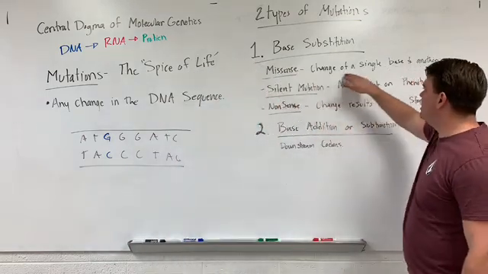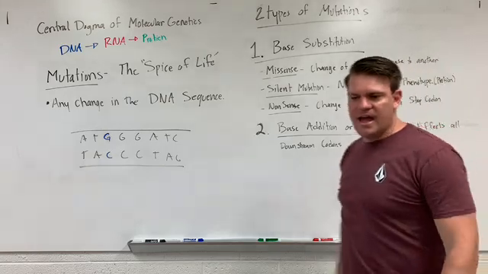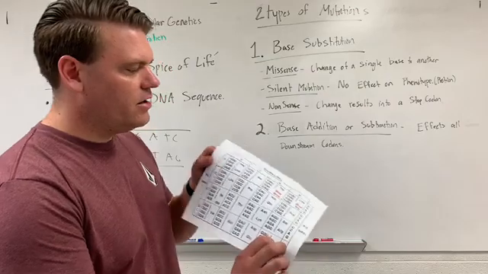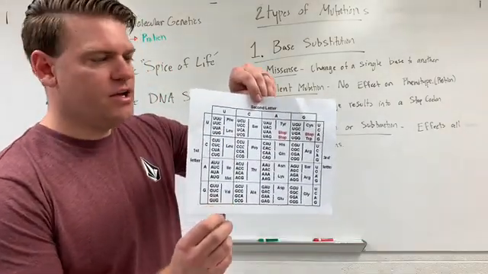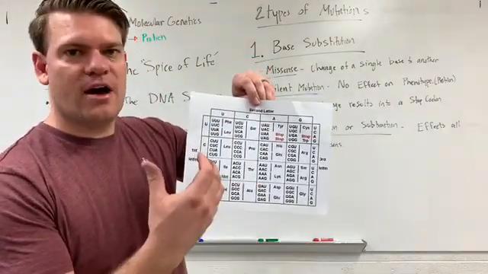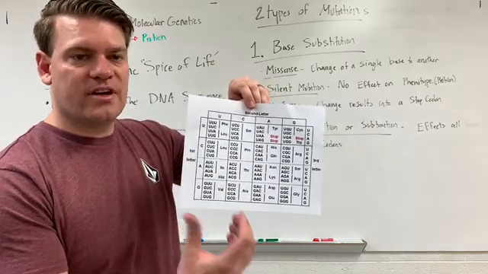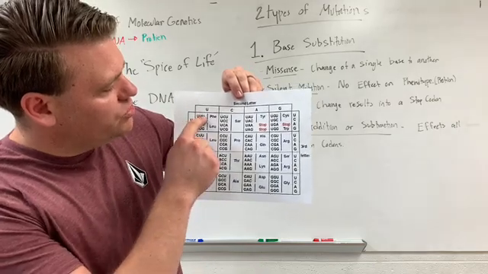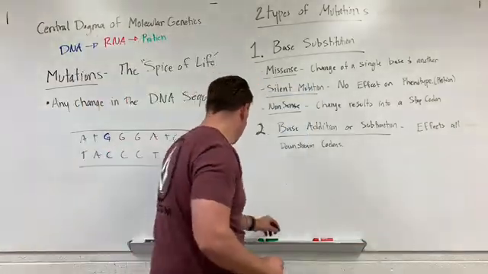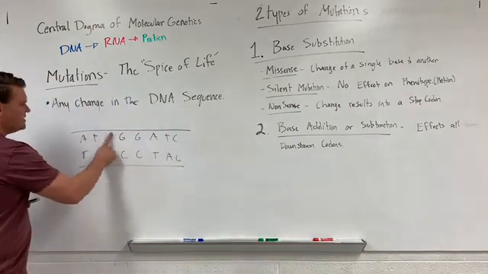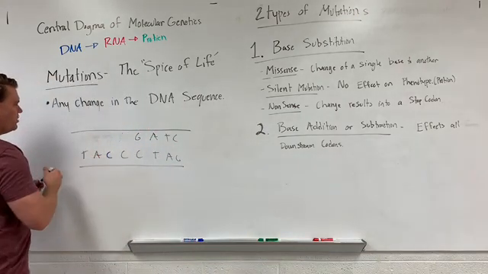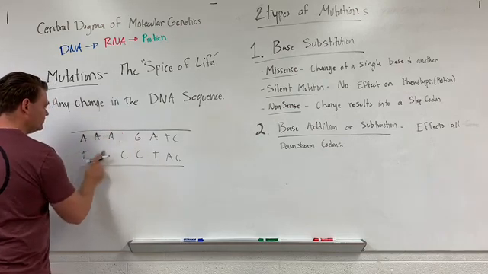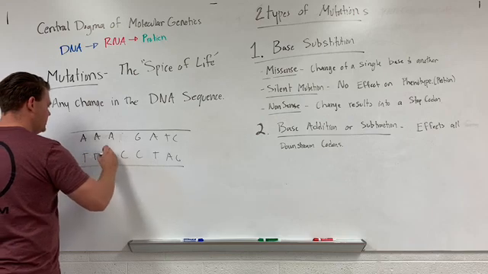We have missense, so the change of a single base to another. And you're wondering, okay, how does that have an effect? If we go back to our code here, we see that we have these codons that go for a specific amino acid. So if we had a codon that was UUU, in the DNA code, UUU would be AAA. So that means this would be TTT.